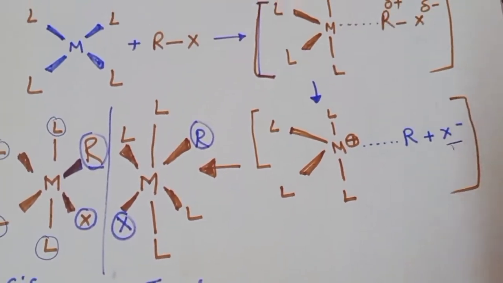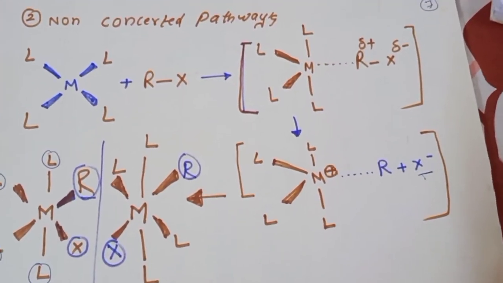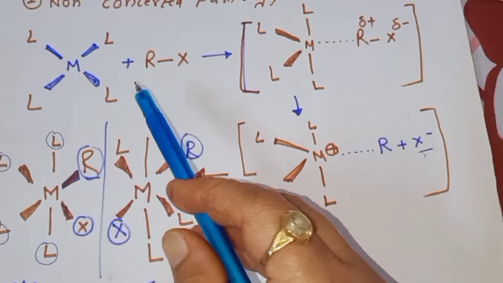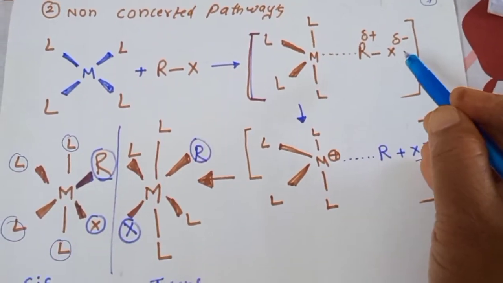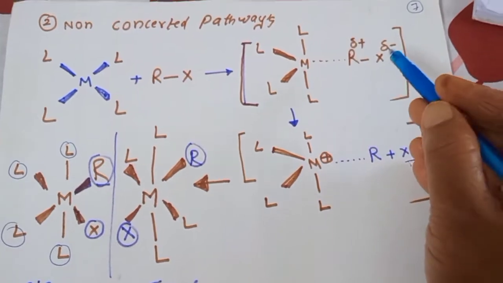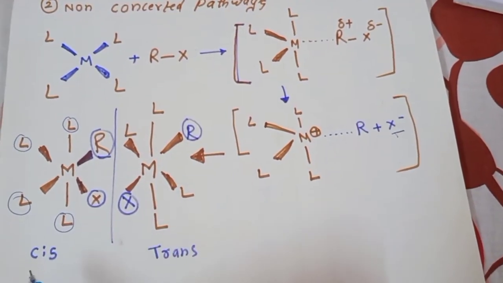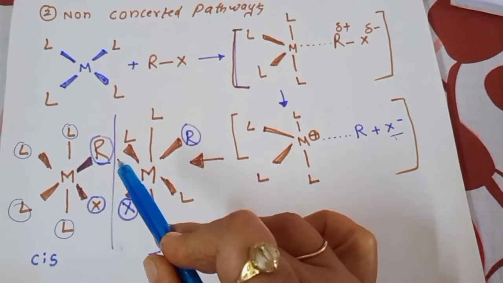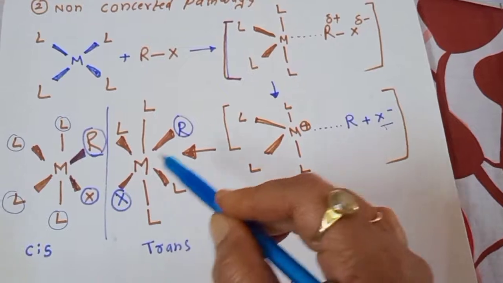Next, if it is proceeding through the non-concerted pathway, there is no cyclic formation. First the ligand will get attached to the metal, with partial positive and partial negative charge, and finally the negative charge will be eliminated. Two products can be formed, either cis or trans. In cis, both are on the same side, and in trans, both anionic ligands are opposite to each other.